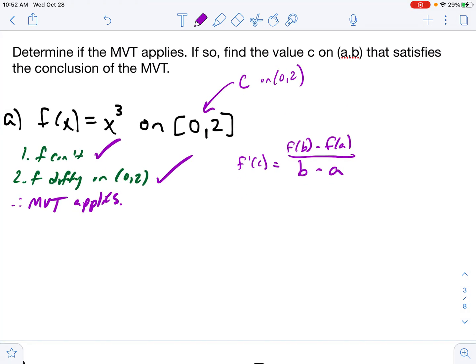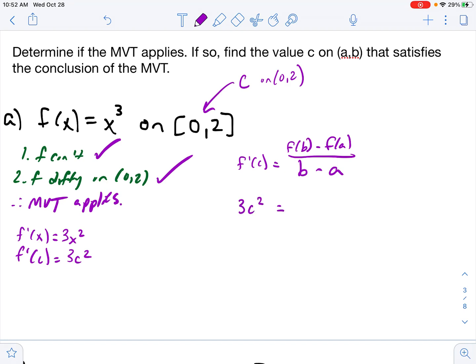And we're going to set these things equal. Okay, so look, off on the side, I'm going to do f prime of x, not too bad here, 3x squared. So f prime of c is 3c squared. That goes on this side.